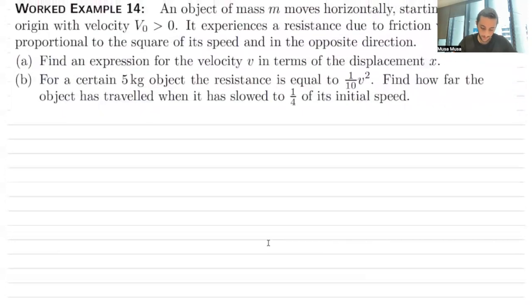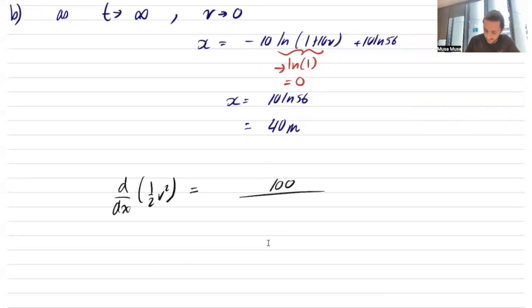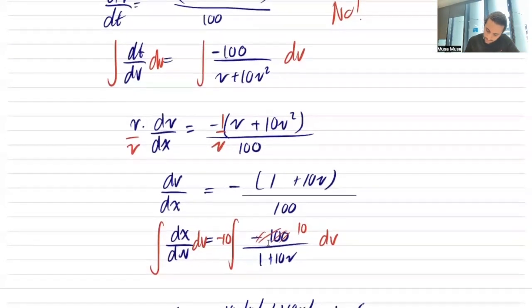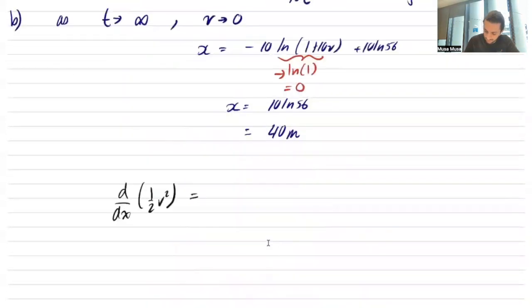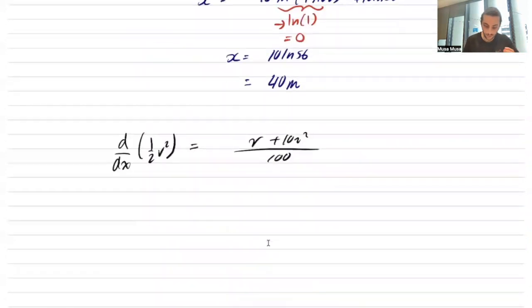Alrighty. Oh, and by the way, I would not use that last form, d dx of a half v squared, because the only way I can do this, I can't even remember what the question was, but was it 100 over, no, where was it? V plus 10v squared on 100. You can only use this if you're integrating with respect to x, and I can't integrate this side with respect to x at all. So I would not be using that one.